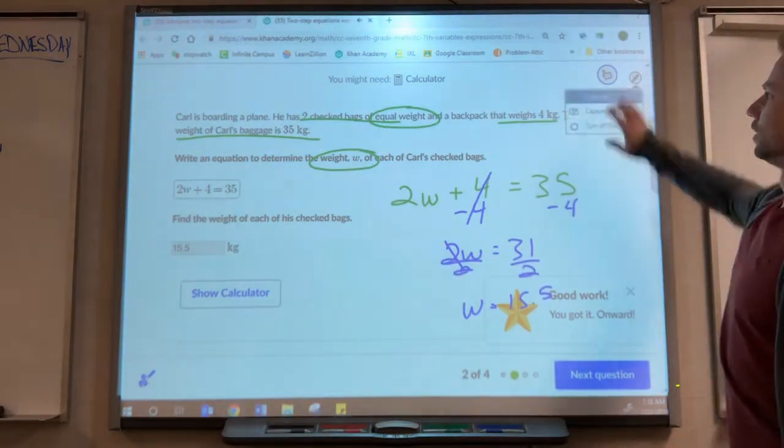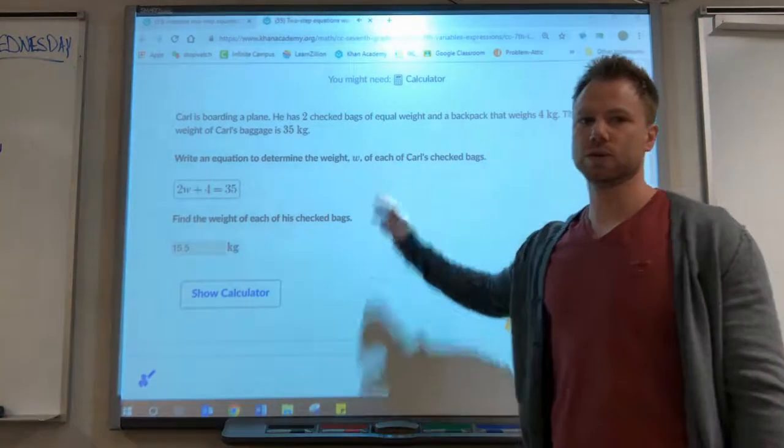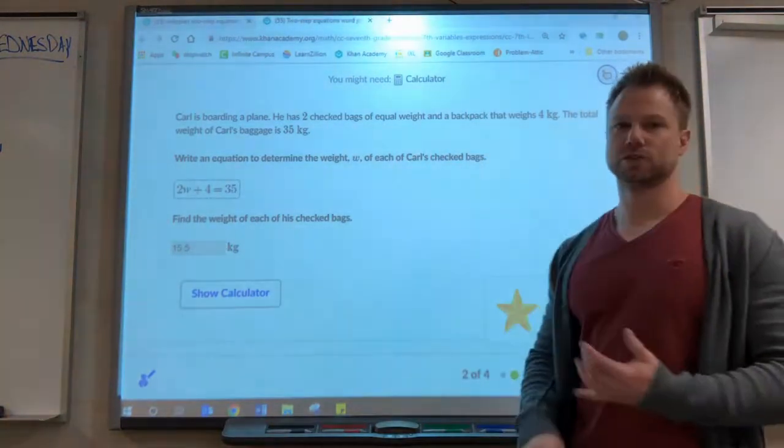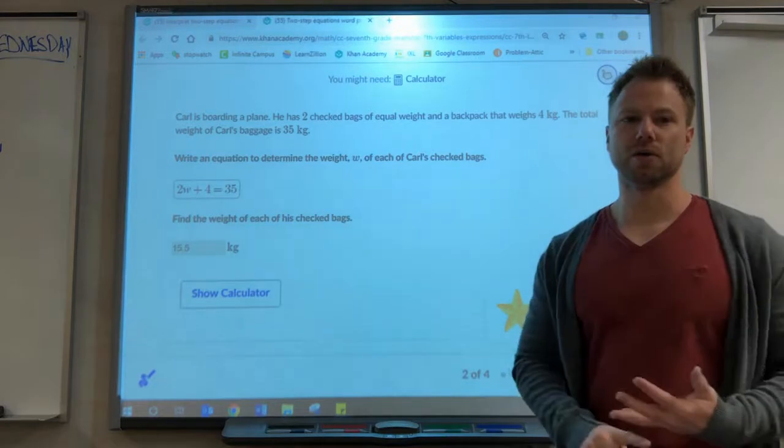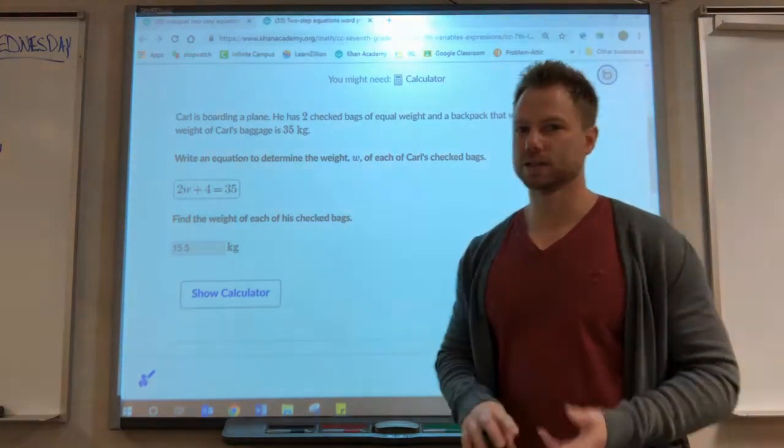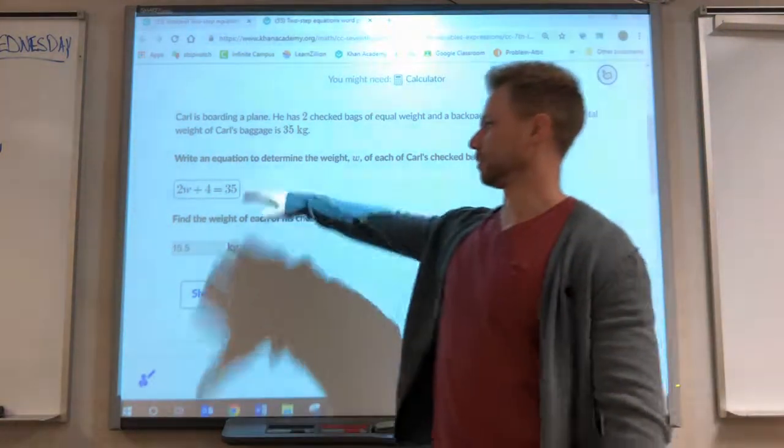All right, good. So again, we're really looking for keywords. We're trying to find the total. We're trying to find the unknown, the variable, any other keywords that tell us how to set up our equation, and then solve for the variable.